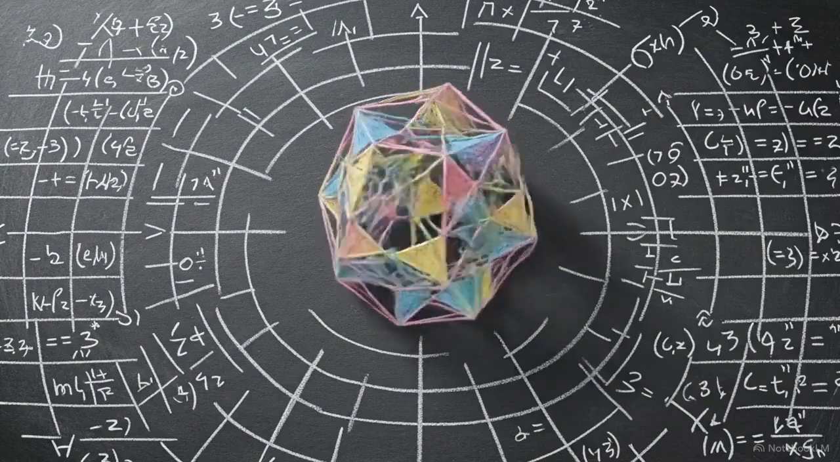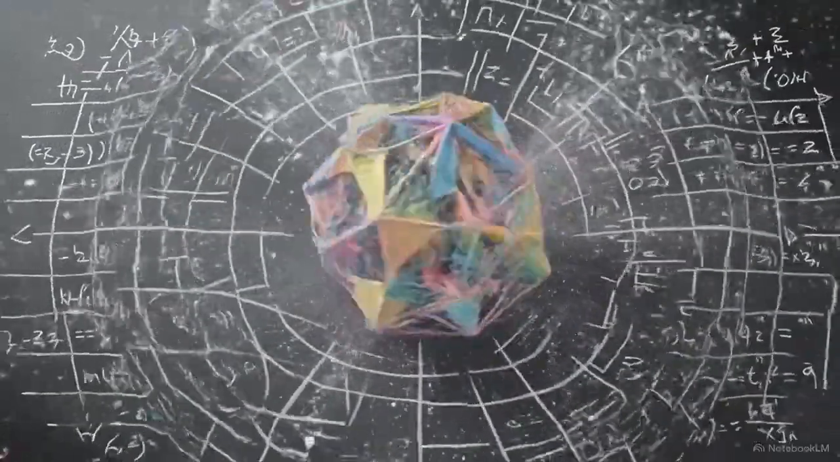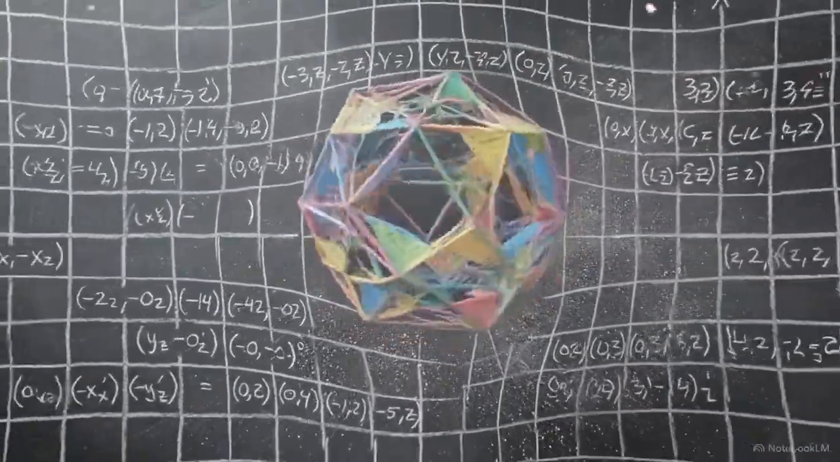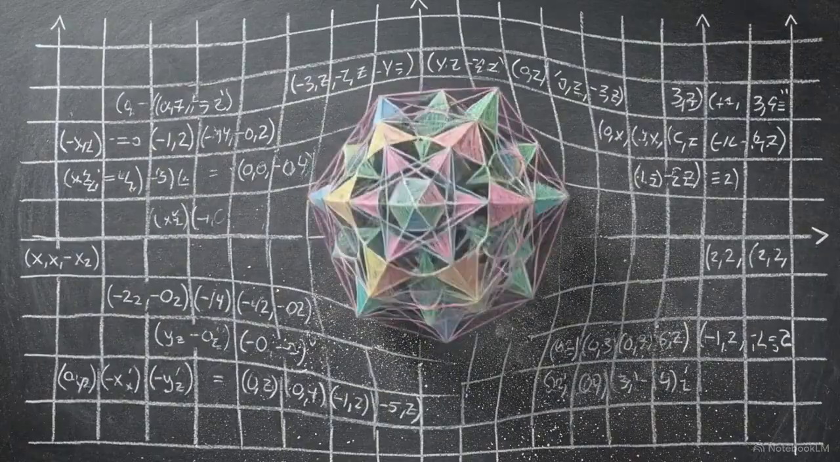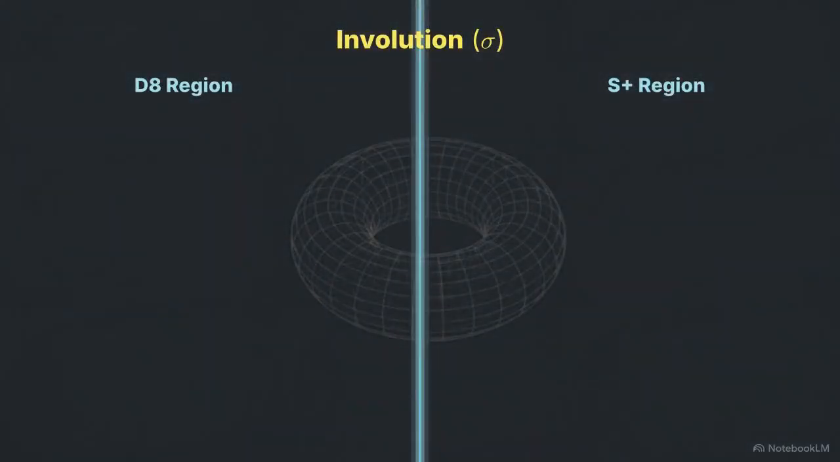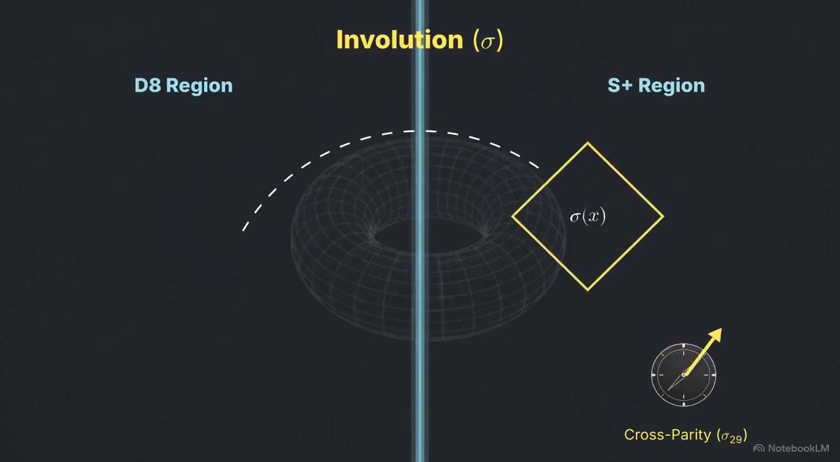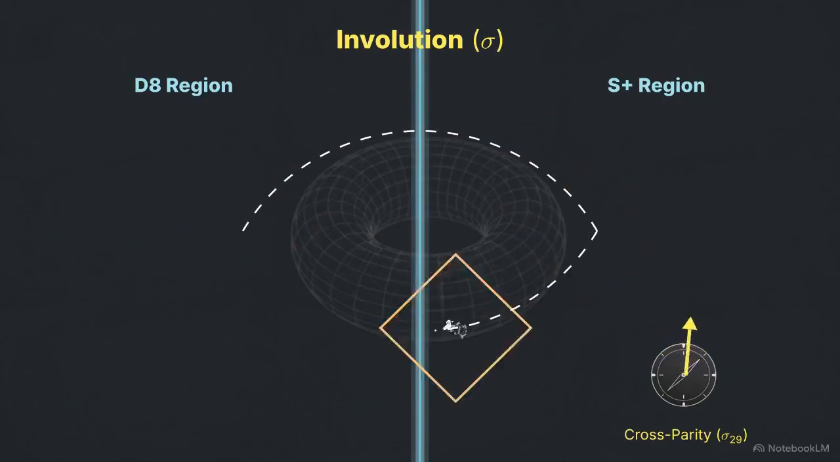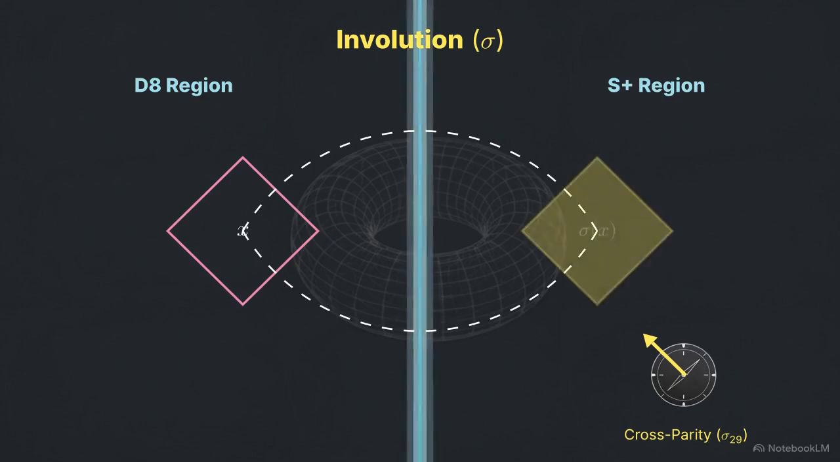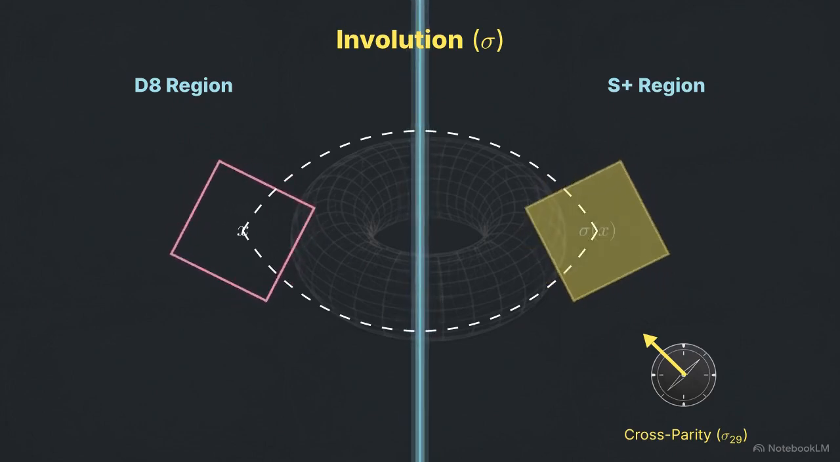If the 28 rotation planes define the space, we need a mechanism to navigate it. The engine achieves this through algebraic steering. The core navigational tool is the involution. In mathematics, an involution is simply an operation that is its own inverse. Apply it twice and you return to where you started. It acts as a perfect geometric mirror flip.